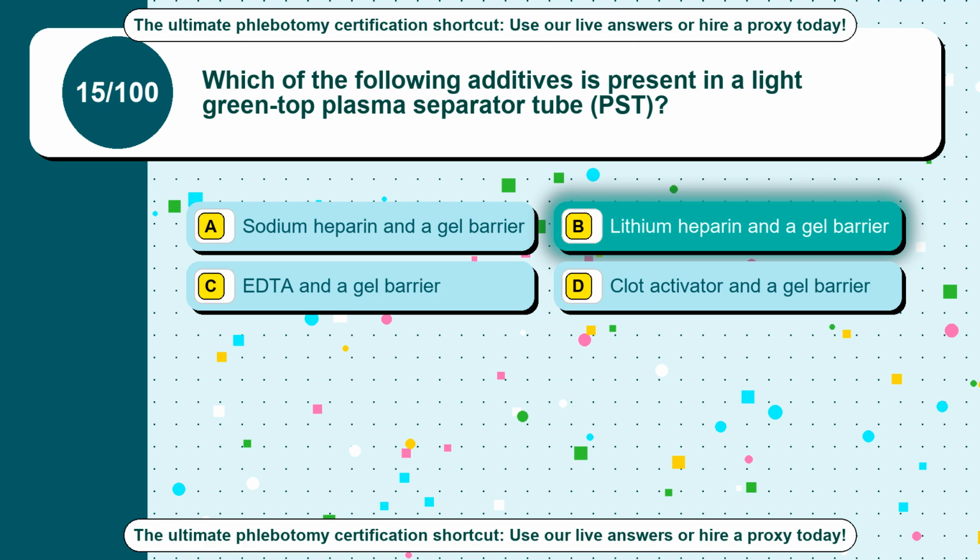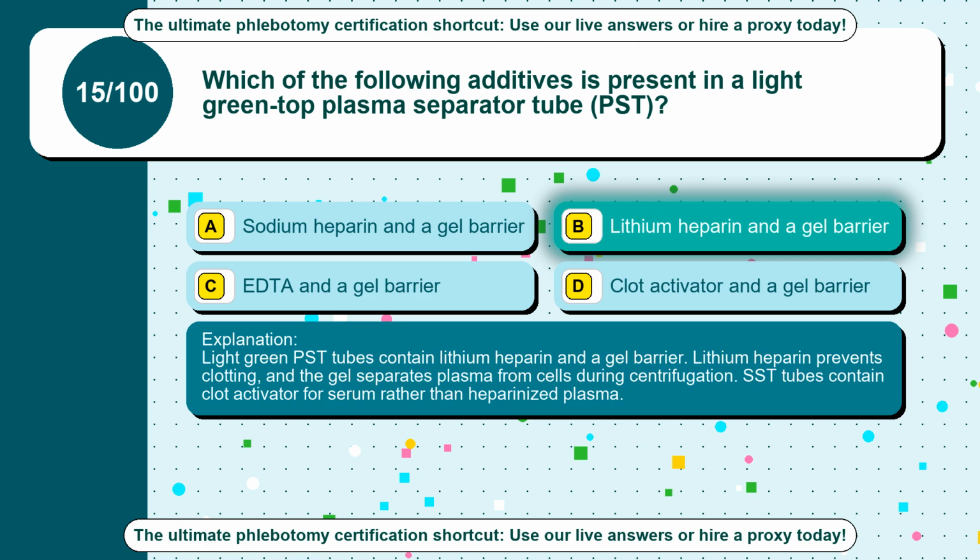Lithium heparin and a gel barrier. Light green PST tubes contain lithium heparin and a gel barrier. Lithium heparin prevents clotting, and the gel separates plasma from cells during centrifugation. SST tubes contain clot activator for serum rather than heparinized plasma.